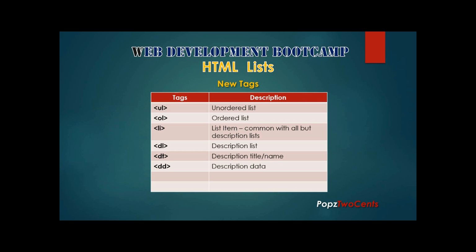Newly presented tags. The tags we covered in this lesson so far that are new to us are the UL tag, standing for unordered list, the OL or ordered list, again usually vertical, LI or list item are a common tag both with the UL and OL tags. DL, description list, the DT, description title or name, DD, description data.